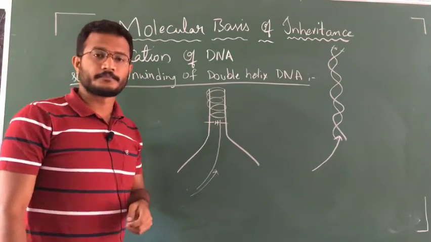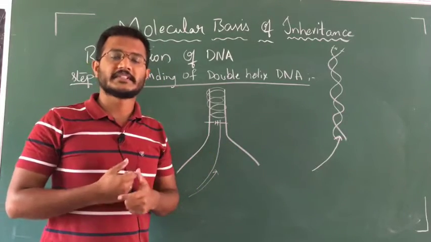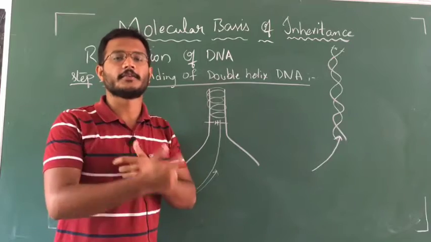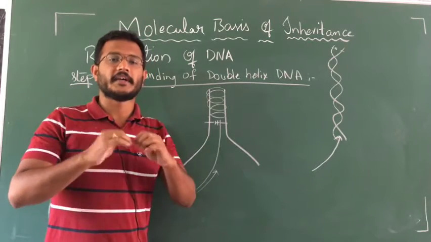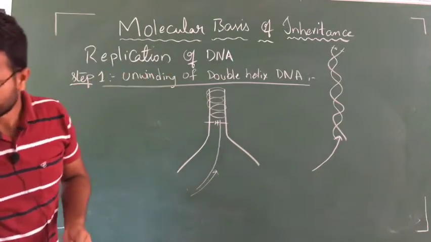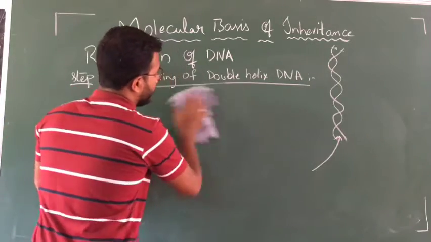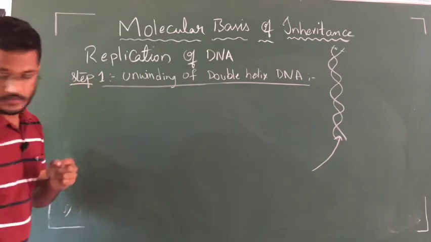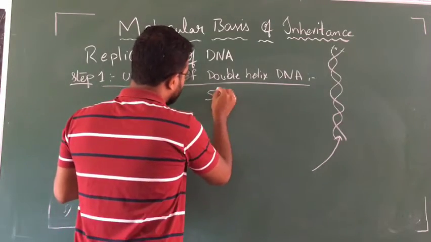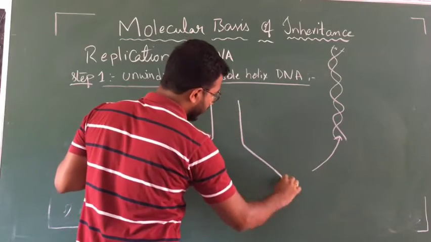Understand? Now, due to the breakage of some bonds, some disturbances will be there in the structure. So, to stabilize that structure, the topoisomerase will act and stabilize it. Understand? Now, we have to understand the direction of DNA and the direction of enzymes present in the sequence. Now it is somewhat unwound and this is unwound.